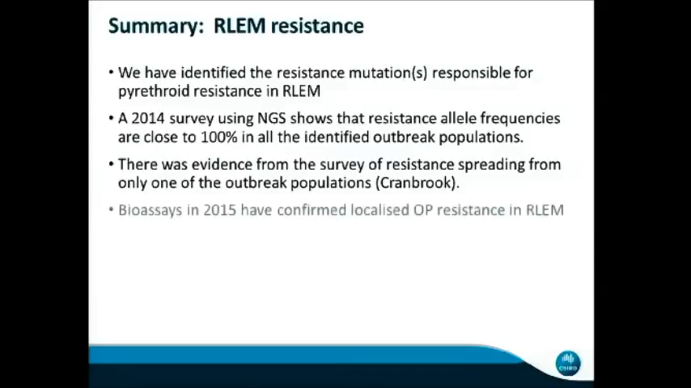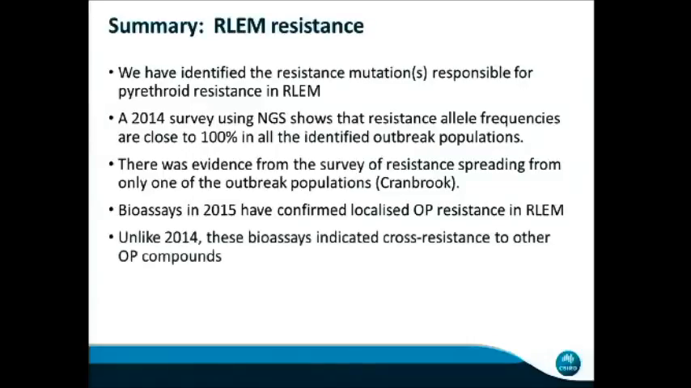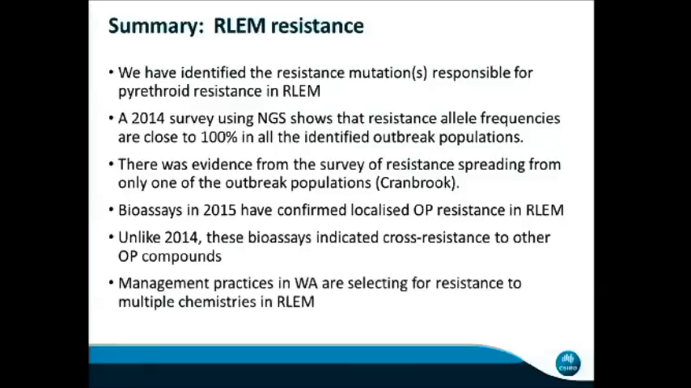And one thing I didn't really have time to go into, but Paul talked a bit about, was OP resistance was found in some of these same populations. And there's cross-resistance to other OP compounds as well. So it looks to be a reasonable conclusion to say that management practices in Western Australia are actually selecting for multiple chemistries in Red Lakes.